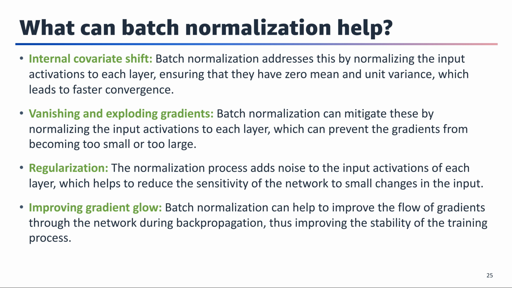Additionally, batch normalization can mitigate the vanishing and exploding gradients problem by preventing the gradients from becoming too small or too large during backpropagation. The normalization process also adds noise to the input activations of each layer, which acts as a form of regularization. This helps reduce the network's sensitivity to small changes in the input, improving its ability to generalize and reducing overfitting. Furthermore, batch normalization can improve the flow of gradients through the network during backpropagation, enhancing the stability of the training process.